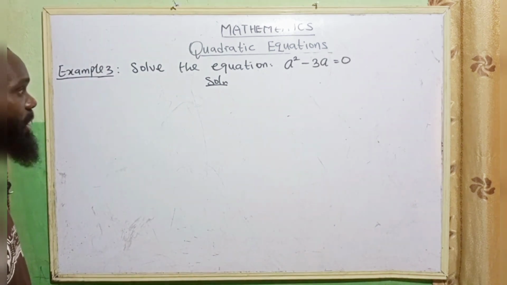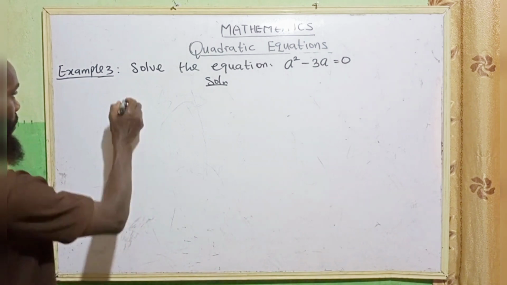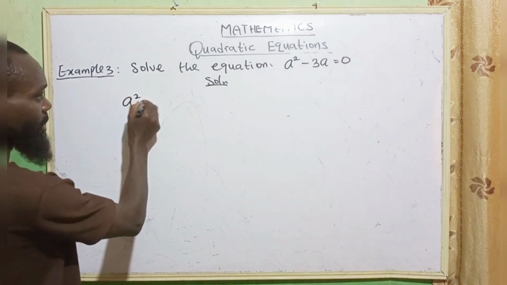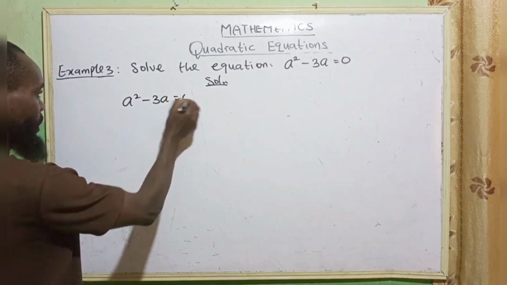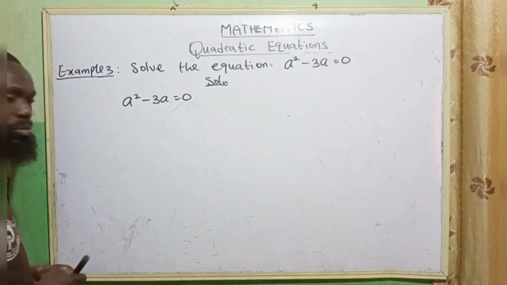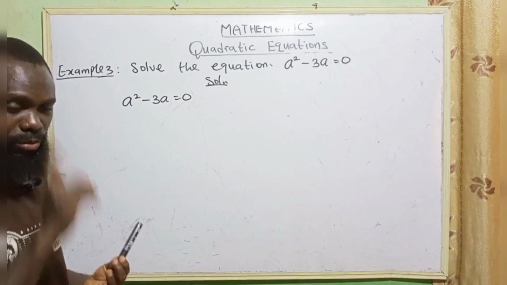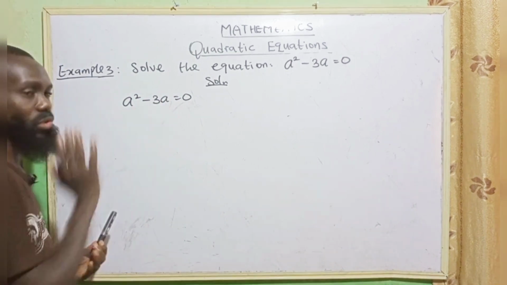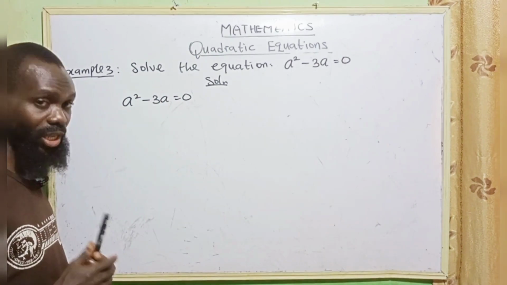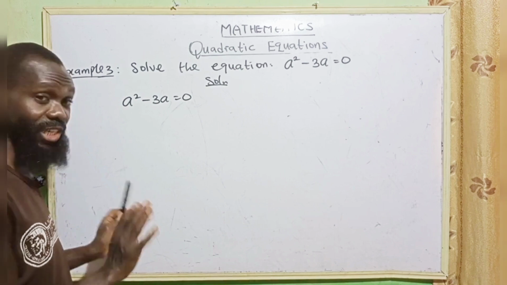Example 3. Solve the equation a squared minus 3a is equals to 0. Now, here in this case, it's still a quadratic equation, but something is missing. There is no constant here. Okay, since there is no constant, it's very easy.